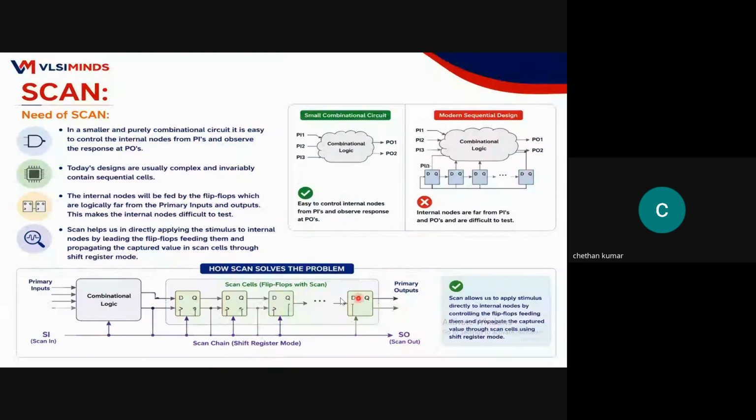So that allows us to give known values through SI to each of these flip-flops and observe those values from the output SO, so that we can have controllability and observability at each node. So what we will be sending is the known values, that is the test or scan data, through scan input, and we'll be observing this test data out through the scan output pin. So this is called scan.